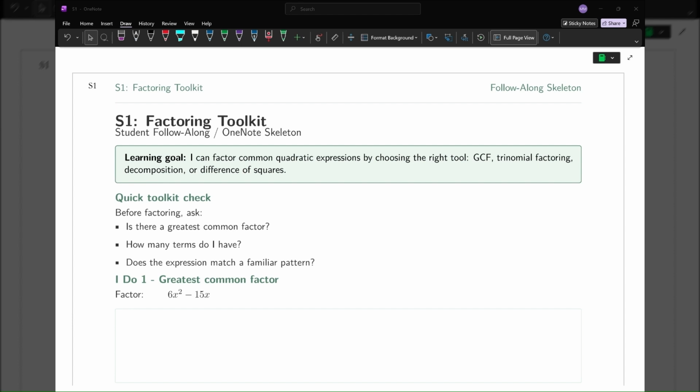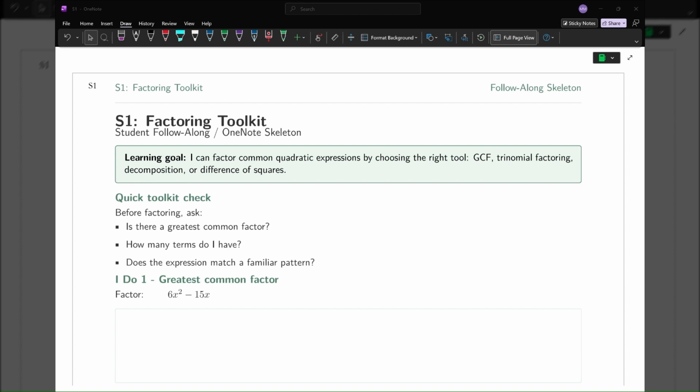So, just a quick toolkit check. At the start, before we're factoring, we are just asking common questions. Number one, is there a greatest common factor? If there is, then we could pull it out. It's probably a good idea. Number two, how many terms do I have? This will tell us about different patterns, 2 versus 3 especially. And then, does this match a familiar pattern?